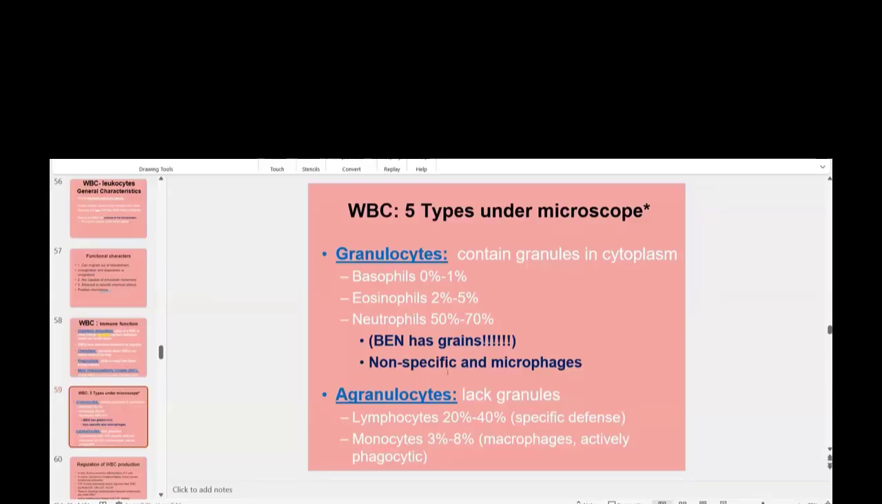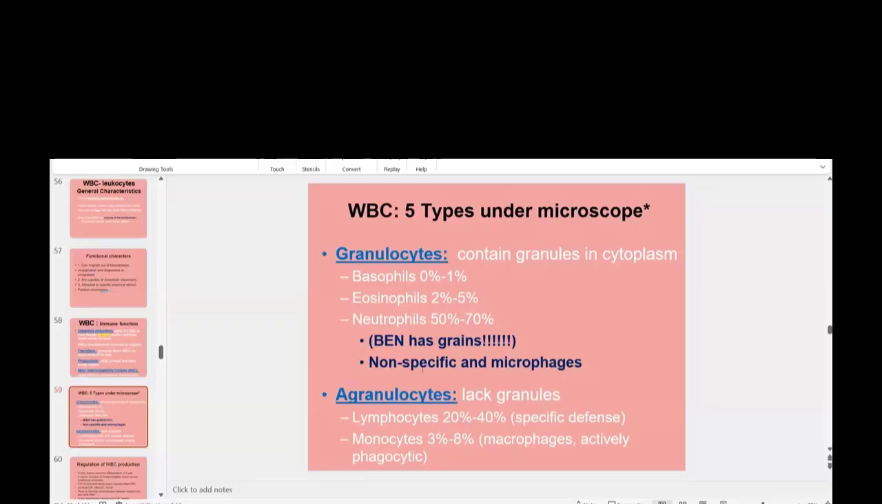So non-specific is what? There is specific immunity and there is non-specific. Non-specific means these ones can act on any kind of pathogen. Any pathogen that enters, any foreign antigen that comes. They are not going to act specifically on bacteria. They can act on parasites, viruses, fungi, bacteria, and any foreign chemicals. That is why they are non-specific.